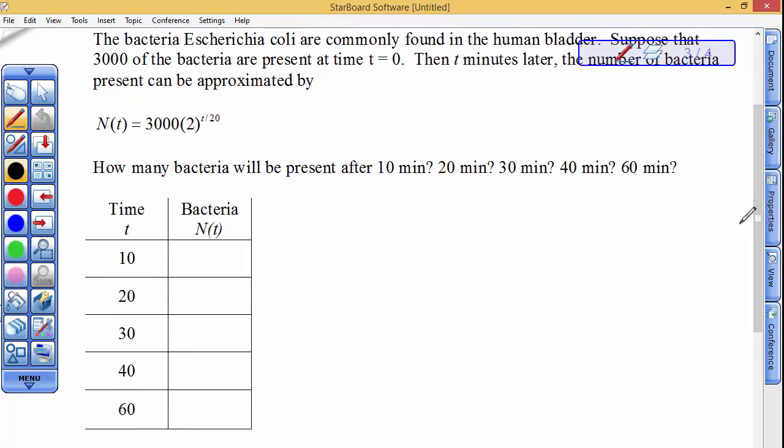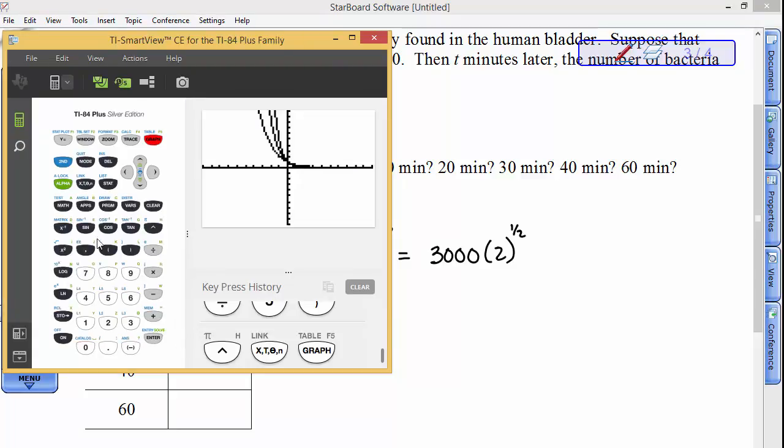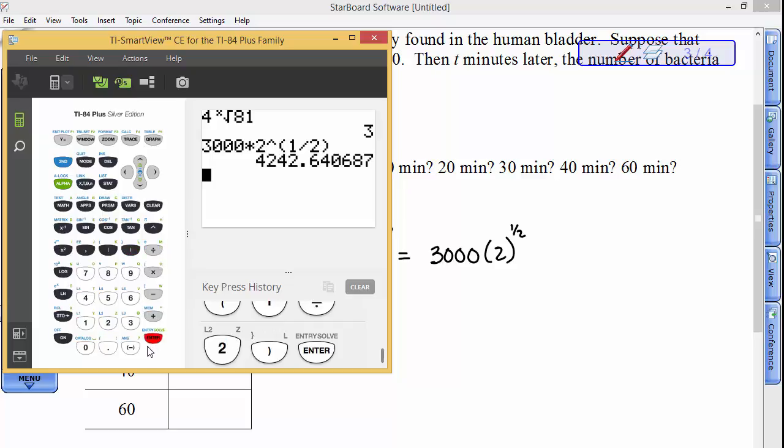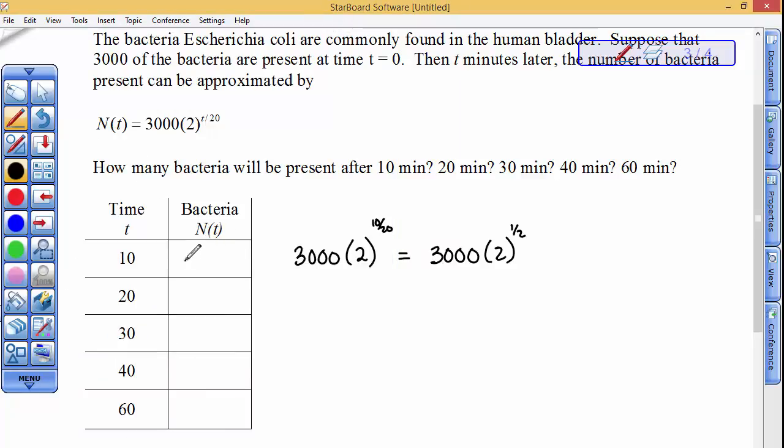human bladder. So I'm going to take this formula, which is 3,000 times 2. In the first case, I'm going to put a 10 in here, and 10 divided by 20 is a half. So 3,000 times 2 to the 1/2 power, which means the square root of 2. But I'm going to take my calculator and do this. So I'm going to go second quit, and 3,000 times 2 to the, for me I got to put it in parentheses, 1/2 power. I know it's the square root of 2. 4,242.6. I might call it 4243, I think is what I'm going to call this. 4243.